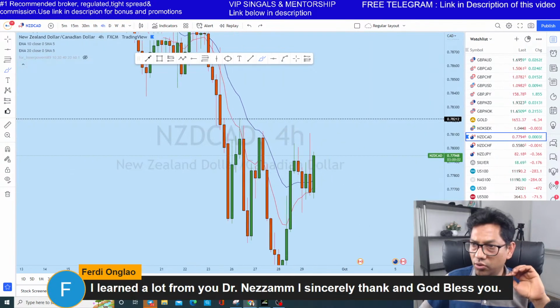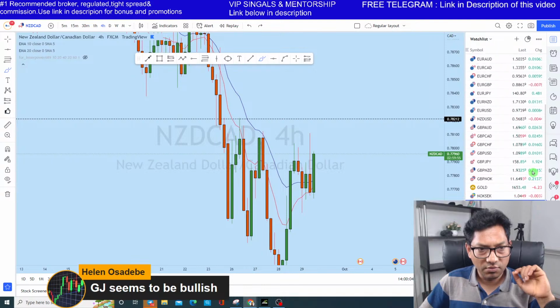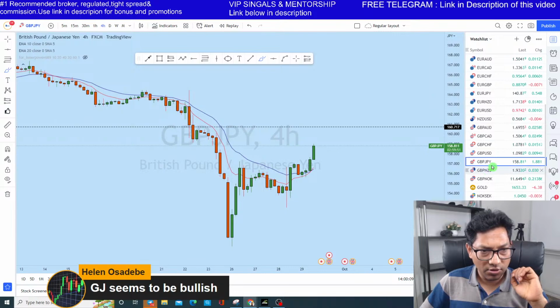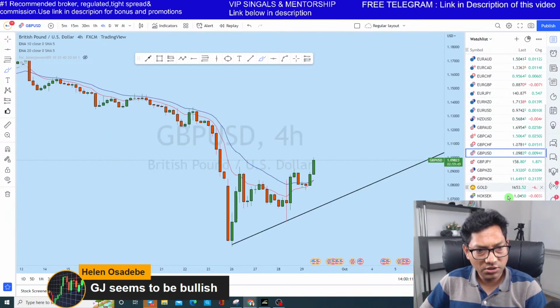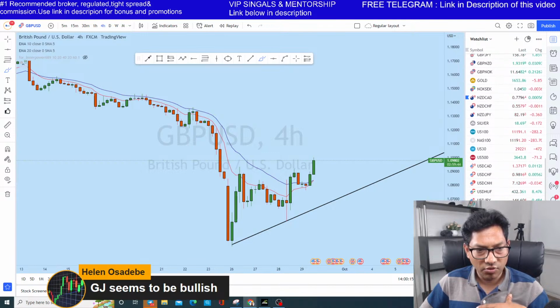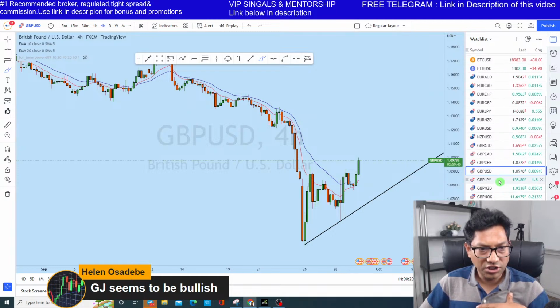All right, guys, so let me look at GJ. Seems to be bullish. Okay, quickly we'll look at all of them. GJ, yeah, looks like that. I think if GBPUSD becomes bullish, because yen is weaker than dollar, then definitely GJ is bullish.